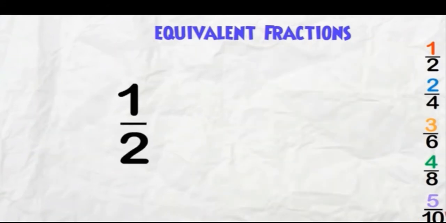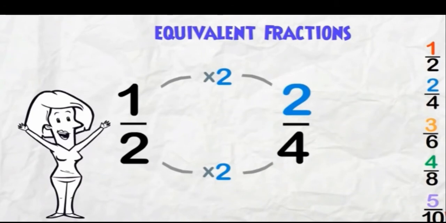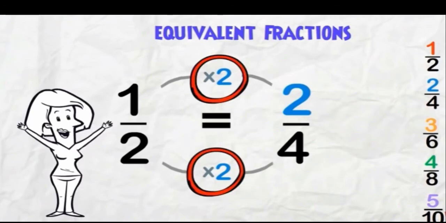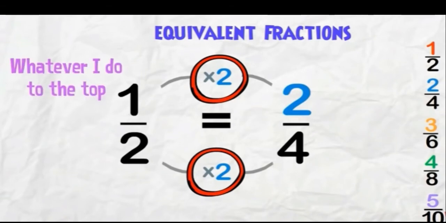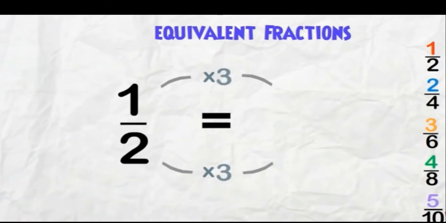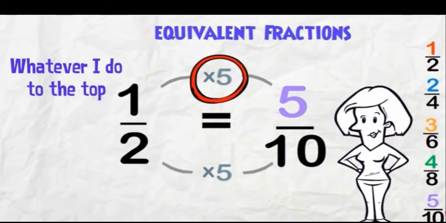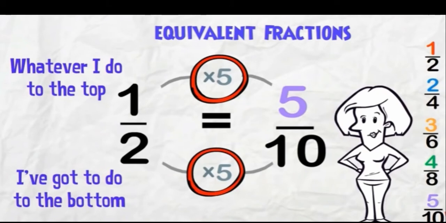Here's 1/2. What do I multiply the numerator and denominator by to get this equivalent fraction? It's 2. 1 times 2 equals 2, and 2 times 2 equals 4. I use the factor of 2 to make this equivalent fraction. You can say whatever I do to the top, I've got to do to the bottom. So if I use the factor of 3, I get this equivalent fraction. A factor of 4 is equal to 4/8. And when I use 5, I get this equivalent fraction. Whatever I do to the top, I've got to do to the bottom.